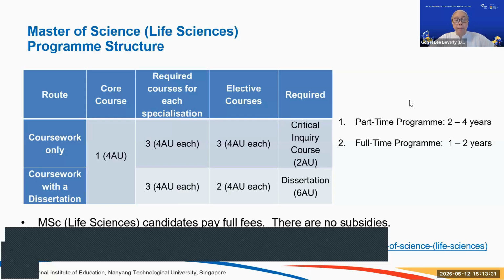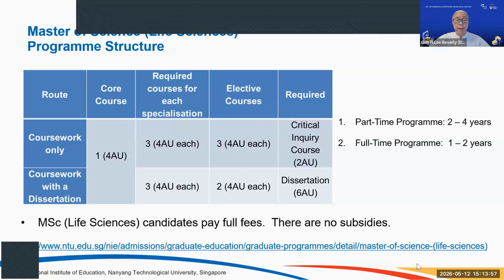The structure is for a part-time program. If you decide to sign on in the part-time program, you complete it minimally in 2 years. Maximally, you're given 4 years of candidature. In a full-time program, you can complete it in 1 to 2 years. Now, this particular master's program currently is full fee. There are no subsidies in our program, including for Singaporeans and PRs.